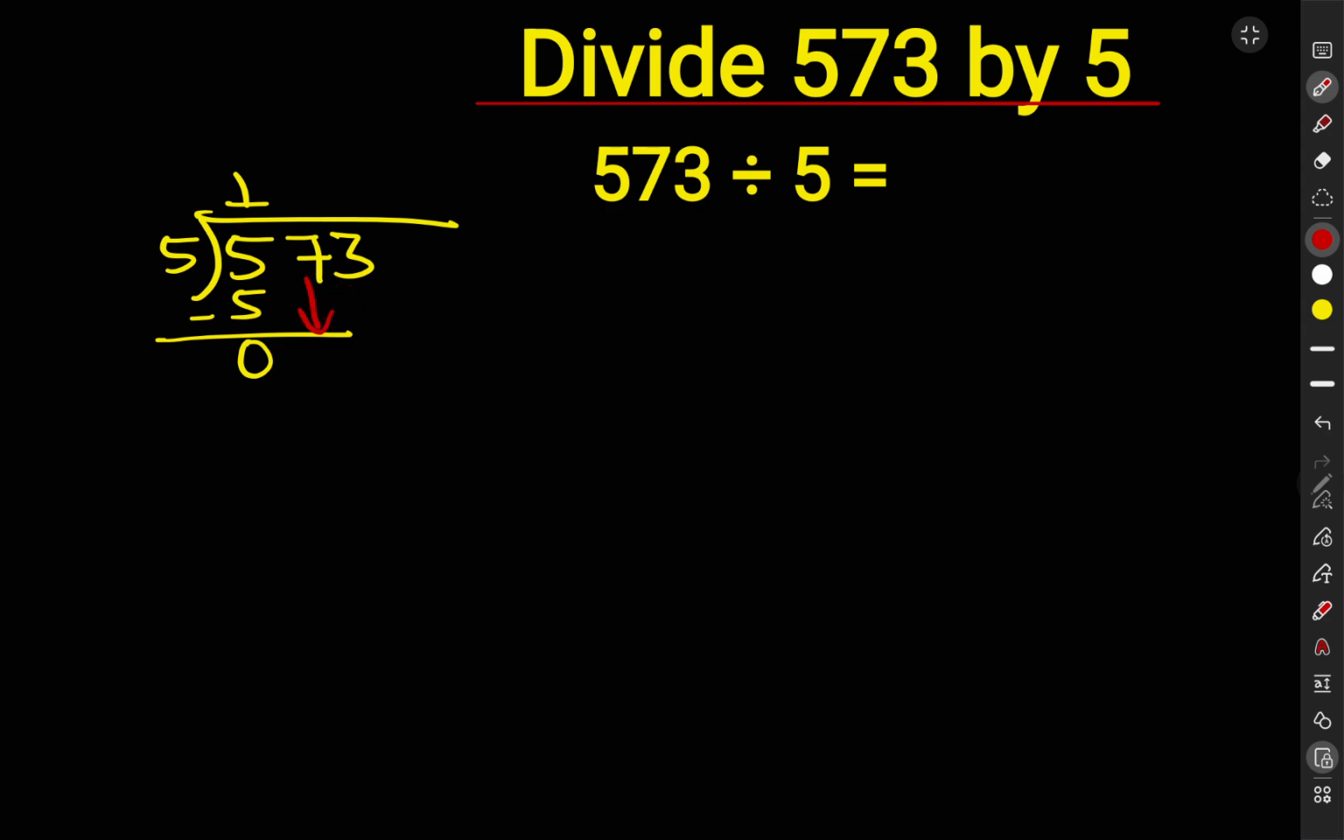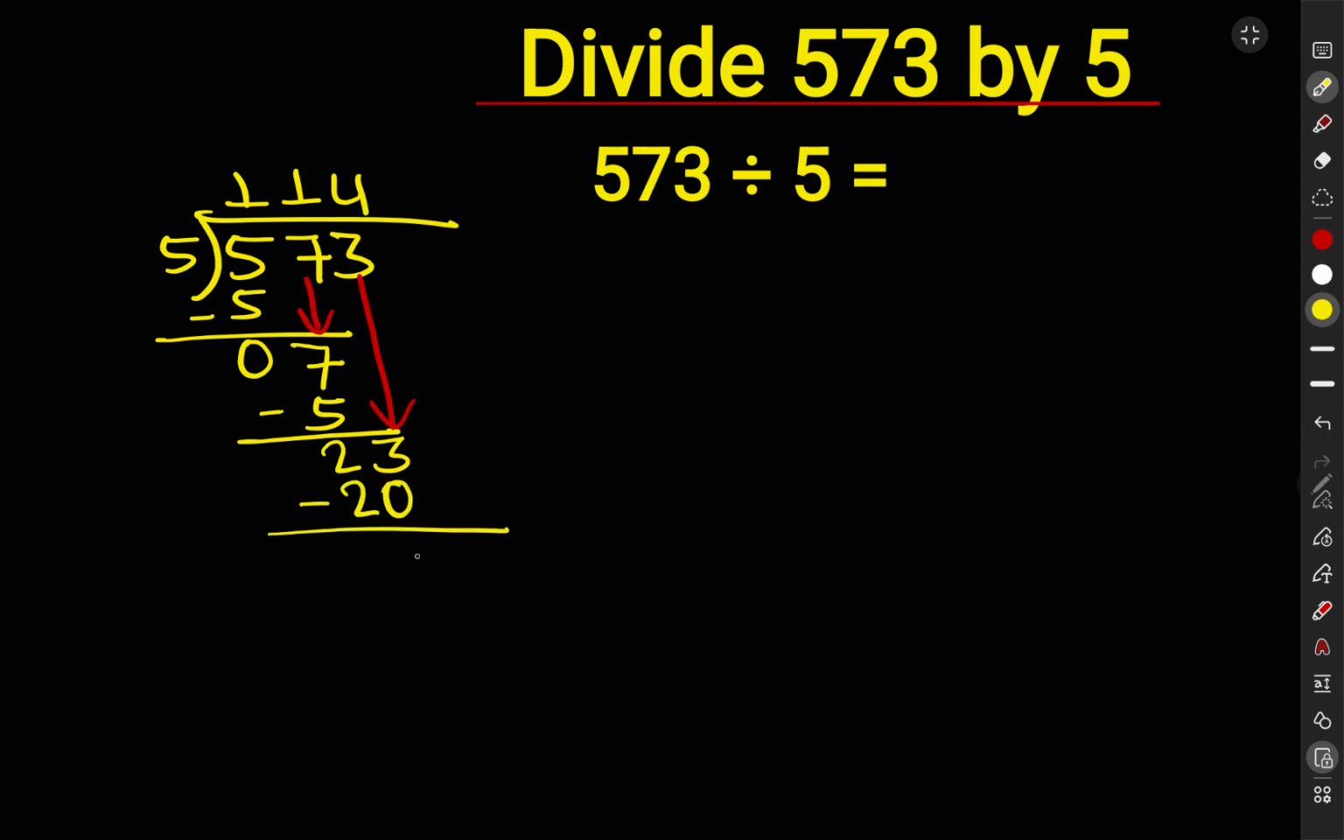So now we put down this 7, and 5 times 1 is 5. On subtracting we get 2. So now we put down this 3 and it is 23. 5 times 4 is 20. On subtracting we get 3.